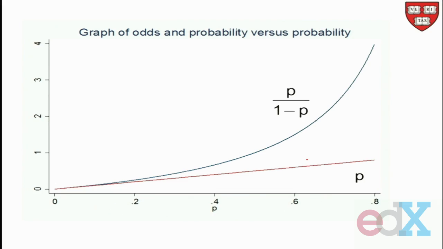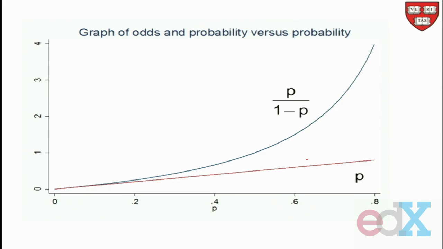If you go back to the first module when we started talking about probability, when we defined probability, we also defined odds. So if the probability of an event is P, then we said the odds of the event would be P over 1 minus P. So if the probability is P, the odds are P over 1 minus P.